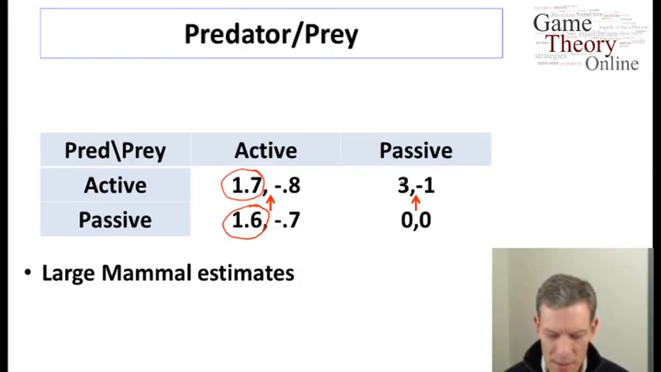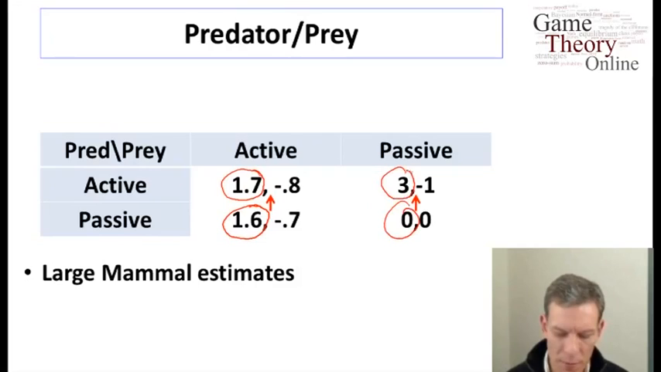We can do the same kind of analysis conditional on the prey being passive. So suppose the prey was going to be passive, what would the predator want to do? Well, they get 0 from being passive, they get 3 from being active. So again, we see a situation where it's better for them to be active rather than passive. And so what do we end up with?